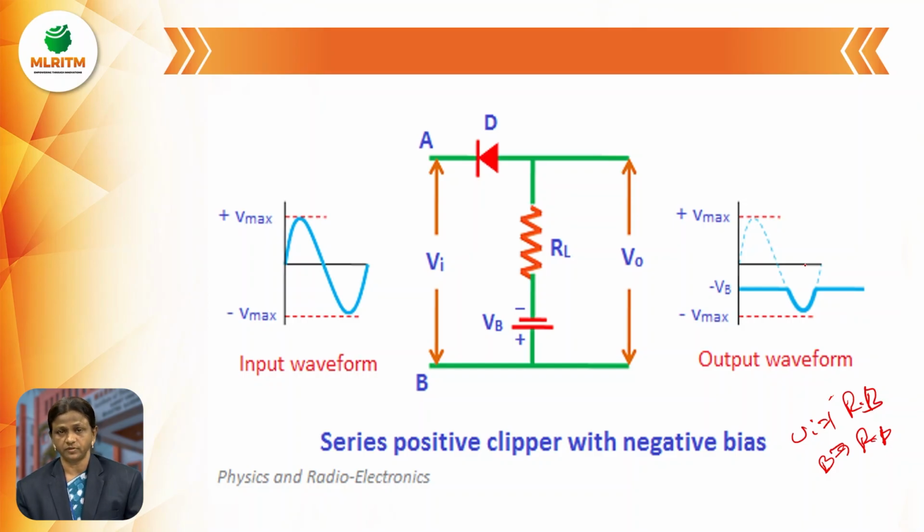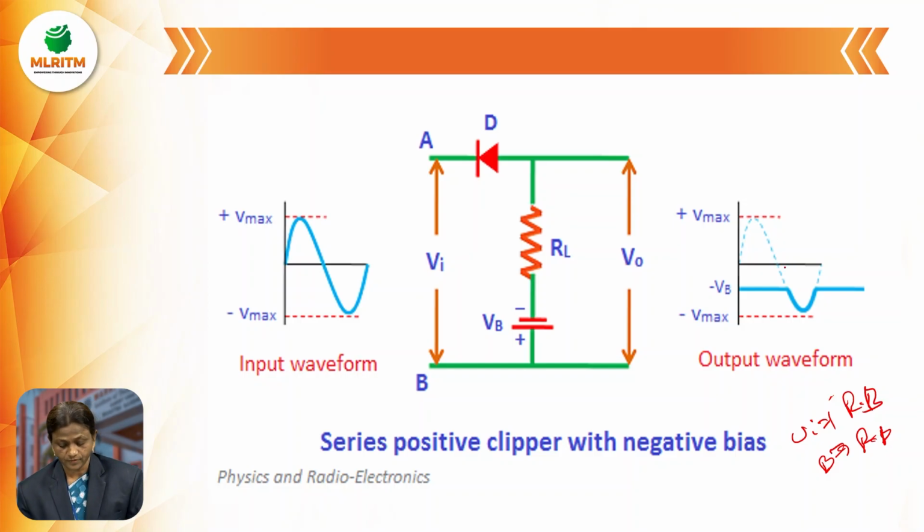That minus VB may be 5 volts, 10 volts, whatever it may be, that is nothing but negative voltage. So that reference voltage line is considered below the x-axis. During the positive half cycle, the total positive half cycle must be cut off at the output side. That is represented by a dotted line.